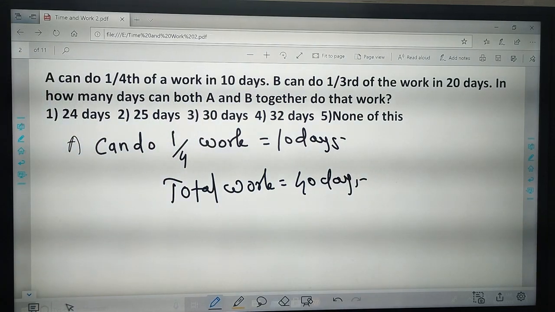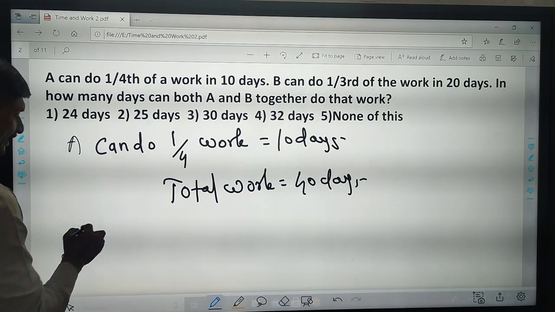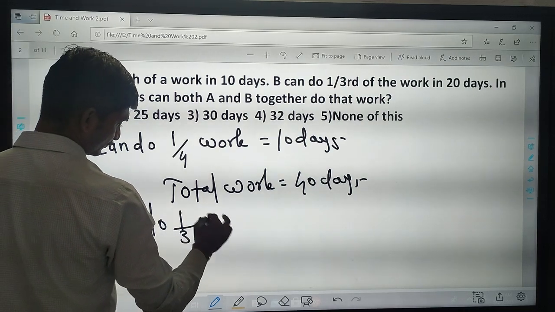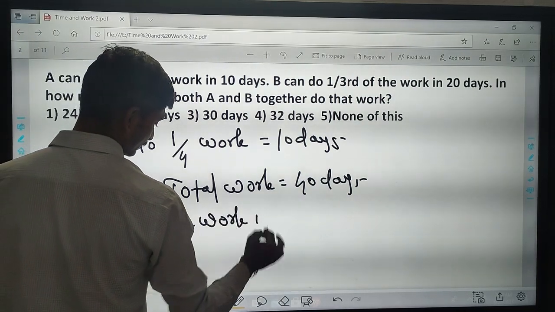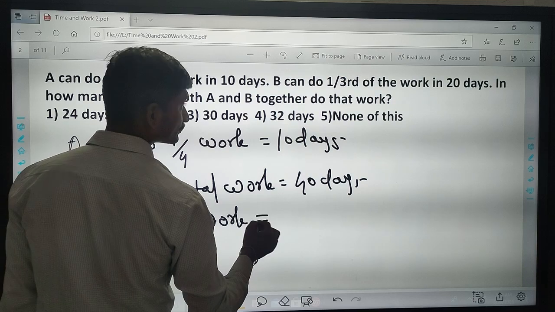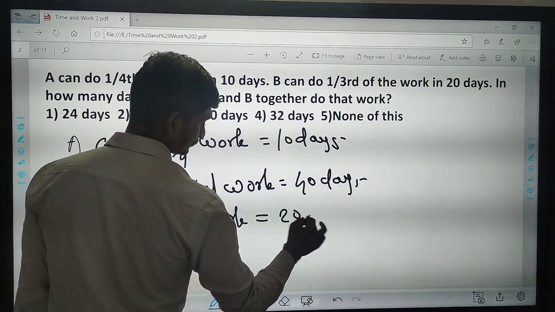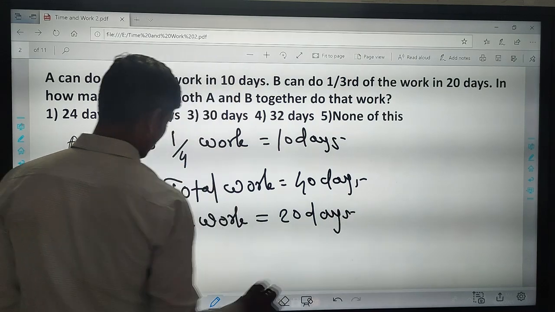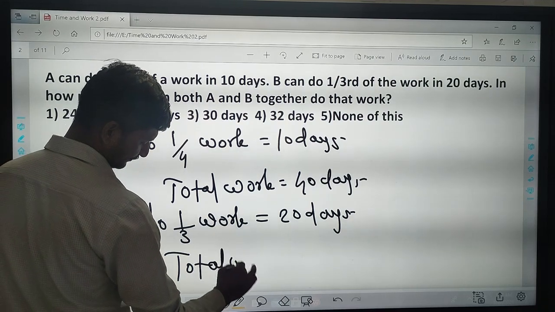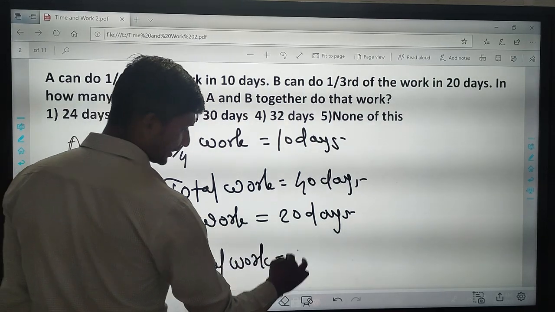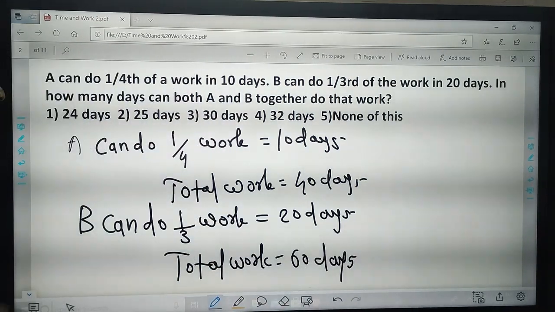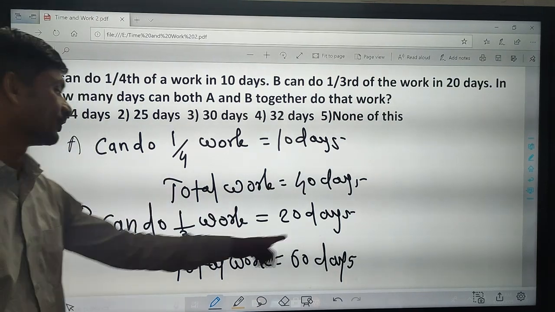Same, B can do 1/3 of the work in 20 days. Then B can do the whole work in 16 days. Here A completes the whole work in 40 days, B completes the whole work in 16 days.